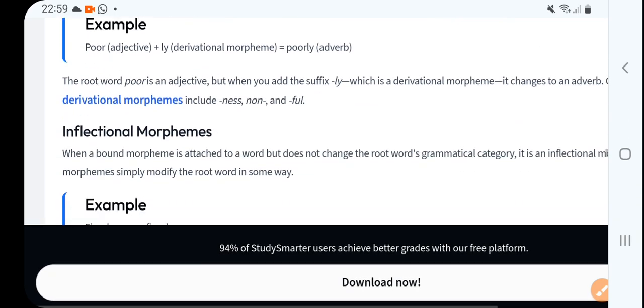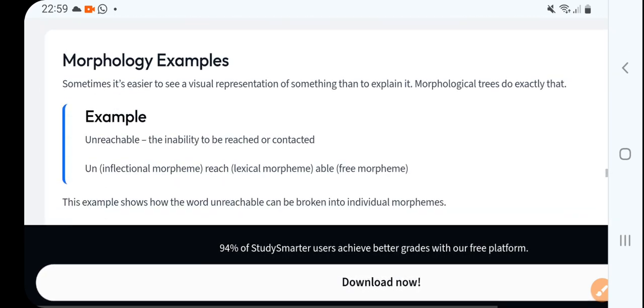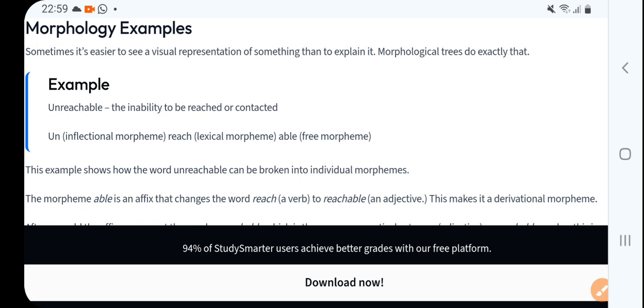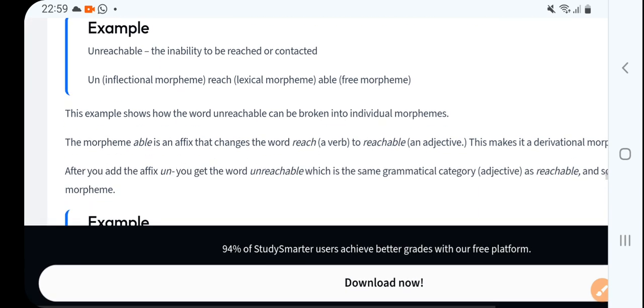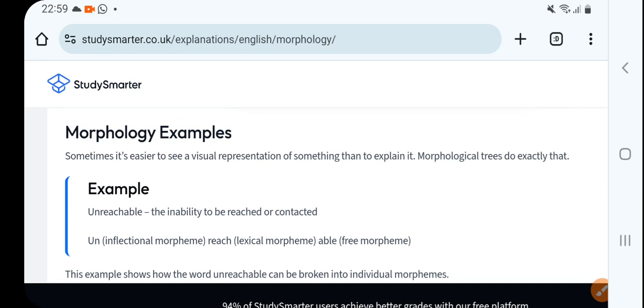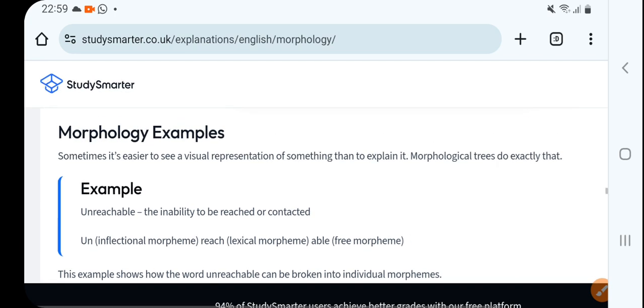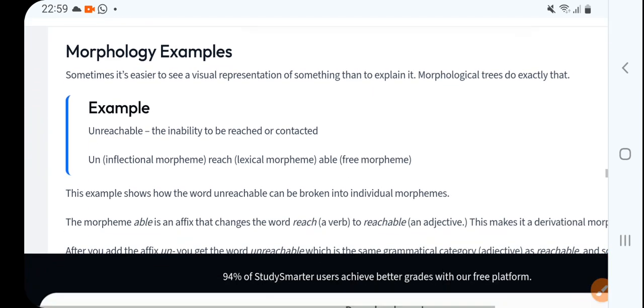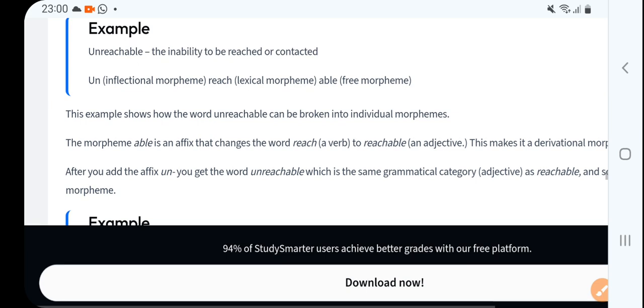Okay. Now, next, that is morphology example. Sometimes it is easier to see a visual representation of something than to explain it. Morphological trees do exactly that. So what they are saying is that sometimes it is easier to see a visual representation of something than to explain it. So that's why they are giving a visual representation.